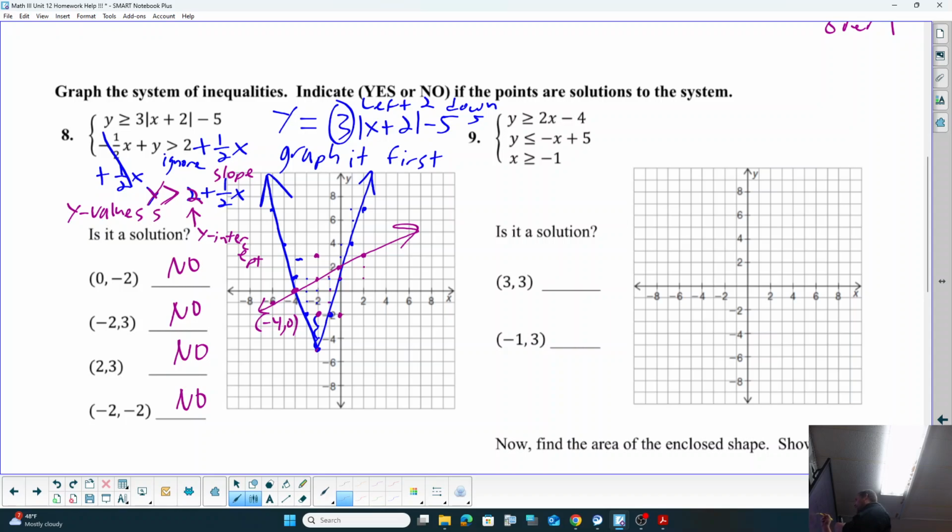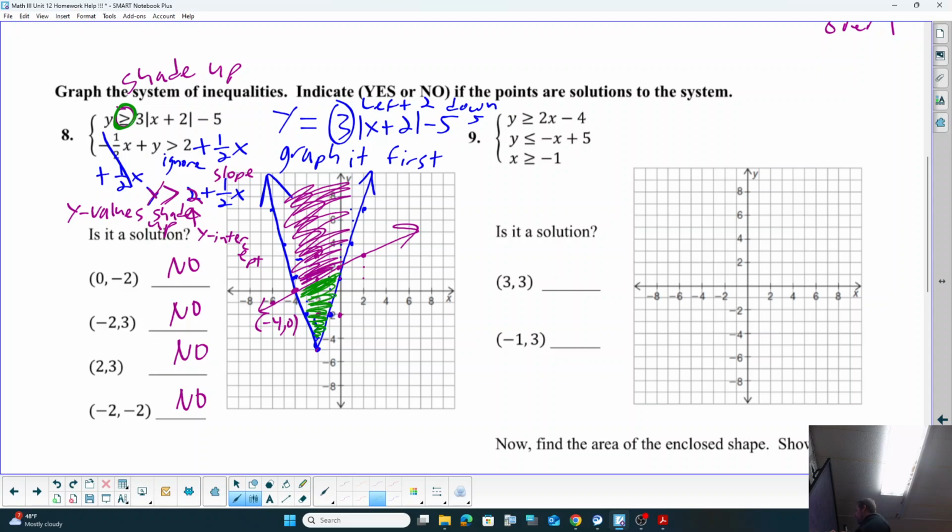So that means we're going to shade up. From our line, we're going to shade up. And then this is also greater than or equal to, so shade up. That's going to be both shaded up. But that's also down here, so we need to find the overlap. That's also shaded here. We'll say this is green, shaded up this way.